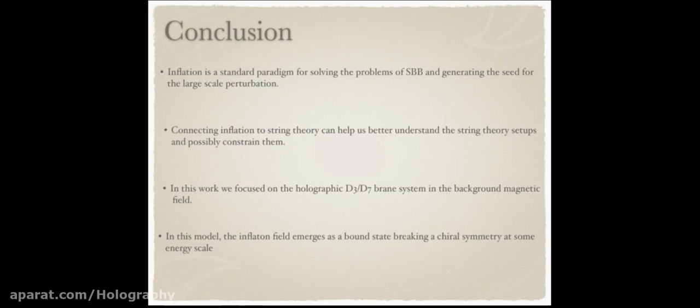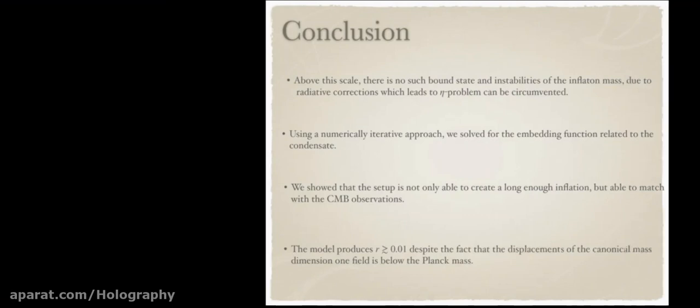Something that I mentioned about the eta problem: the reason that the eta problem is solved in this setup is that the inflaton field emerges as a bound state, breaking the chiral symmetry at some energy scale. Above this energy scale, there is no bound state, and therefore the radiative correction to the inflaton mass, which would lead to the eta problem, can be circumvented. We found the embedding function, which is desired in order to provide a long enough inflationary period, through a numerically iterative, recursive approach.